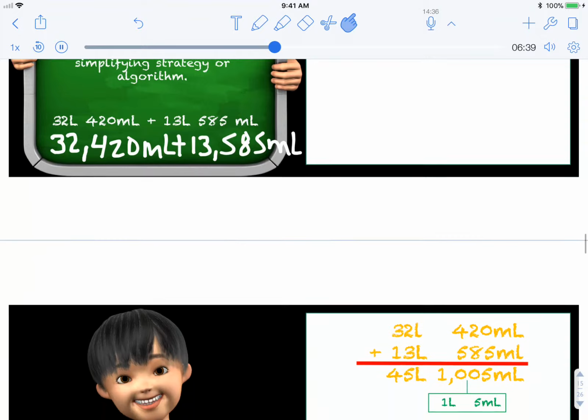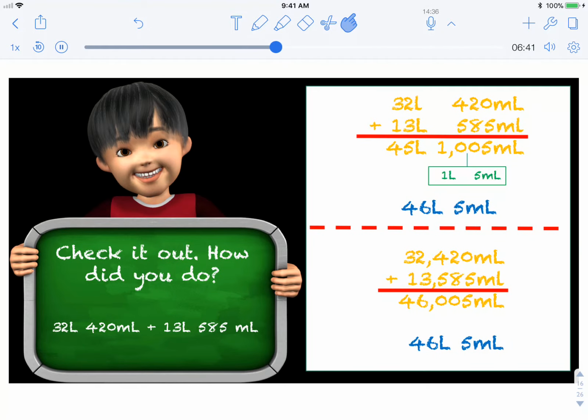Okay, check it out. How did you do? Your answer should have been 46 liters, 5 milliliters. Now, I showed you an example of both strategy and algorithm. So if you choose to simplify, or if you choose to solve using the algorithm method, you will get the same answer both times. So look at what we did here. Look at how you solved it.